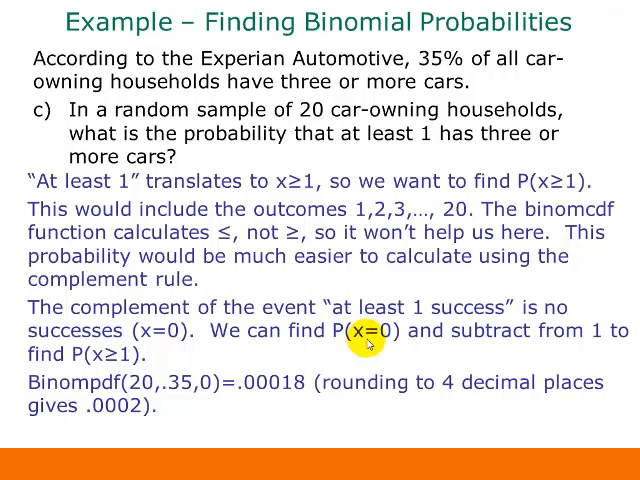So since we want the probability that x is actually equal to 0, we would use our binomial PDF function, which just calculates one value, put in 20 for n, 0.35 for p, and 0 for x. This would give us 0.00018. If we round this to 4 decimal places, we get 0.0002. Now that's the probability for no successes. To find the probability for at least one success, we have to subtract this from 1. So 1 minus 0.0002 gives us 0.9998. So the probability we're looking for of at least one success is 0.9998.